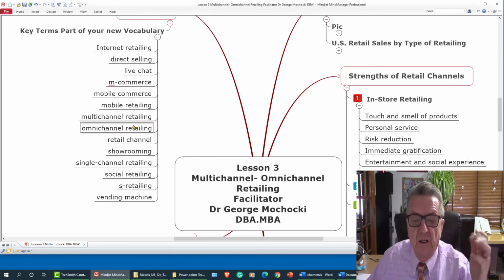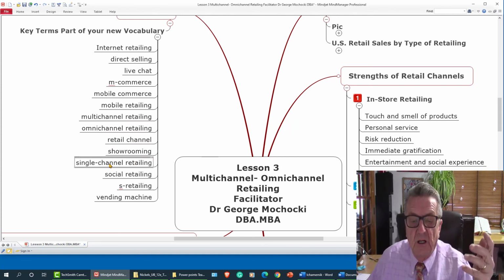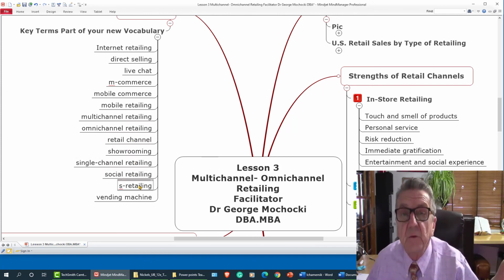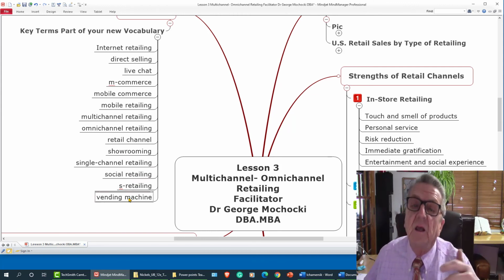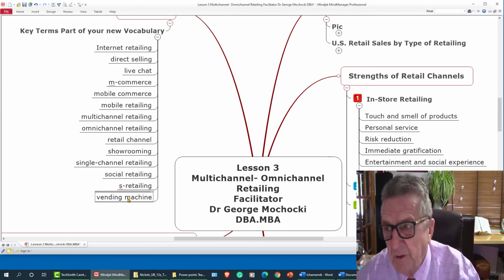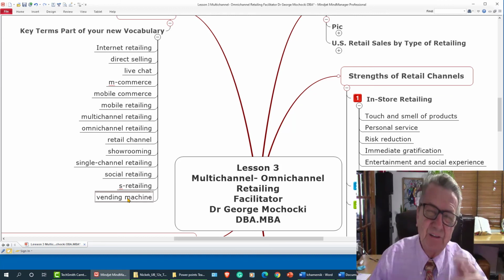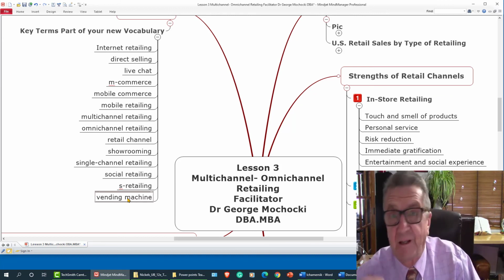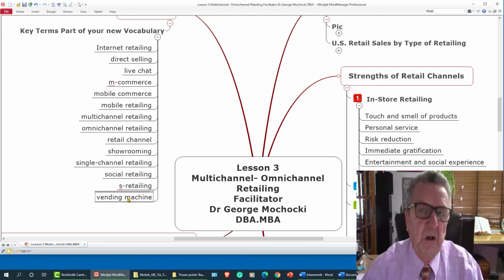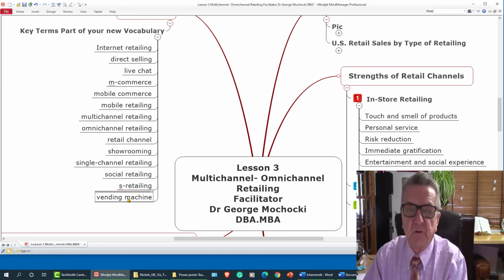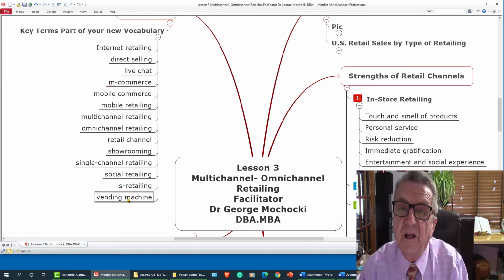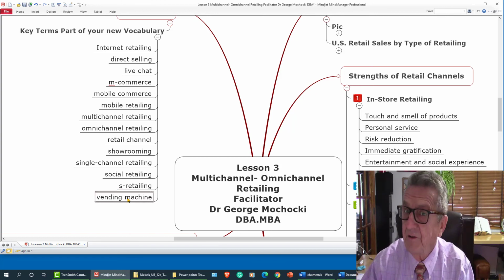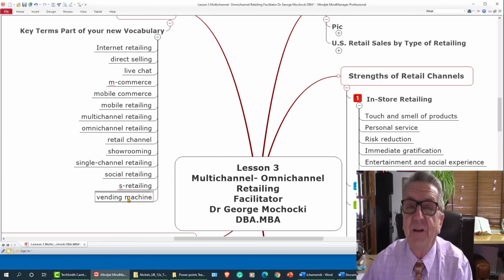All right. Omni retail showing, single channel, social media, S retailing, basically the same here, and vending machine. A lot of vending machines are very sensitive to temperatures. I think some of the pop machines, if it's cold, you've got a really inexpensive price, just enough to keep the electricity and everything else going. When it's hot summer, the same pop, there's no prices on there, instead of 75 cents, it's $2.50. You're hot, thirsty, you want that pop.